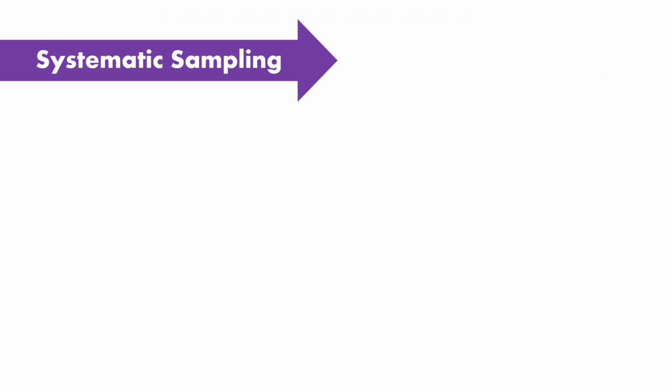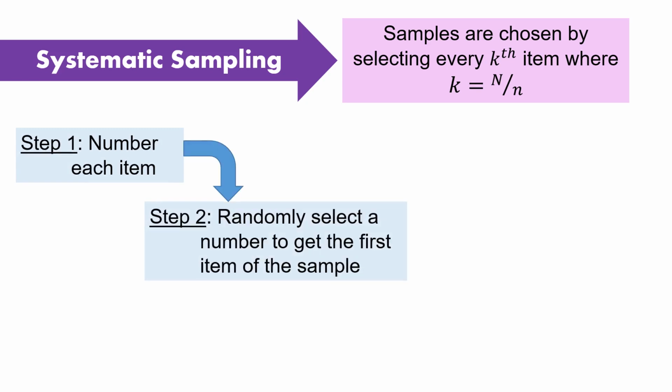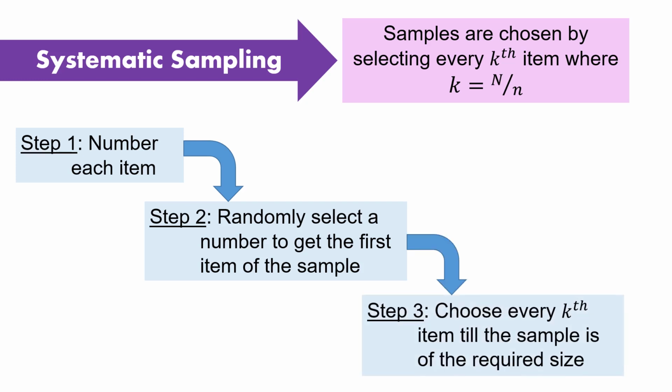The other method of sampling is systematic sampling. Here samples are chosen by selecting every kth item, where k equals capital N divided by small n. Capital N is the population size and small n is the sample size. The first step is to number each item, then randomly select a number to get the first item of the sample. The third step is to choose every kth item till the sample is of the required size.